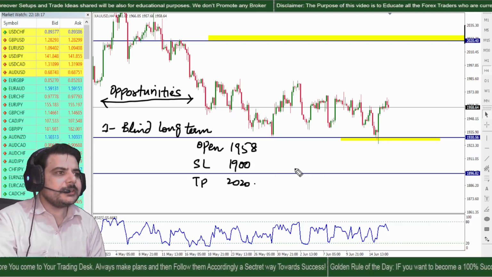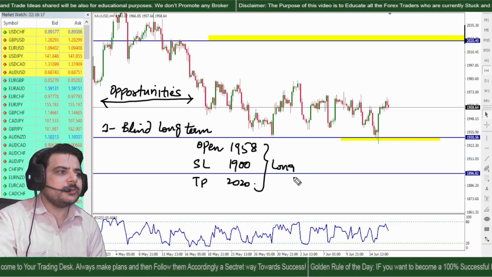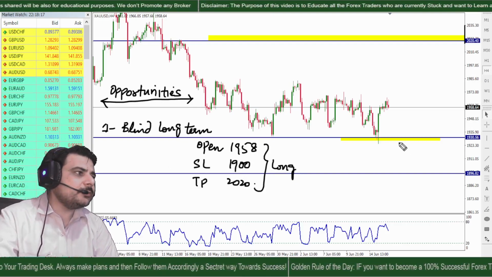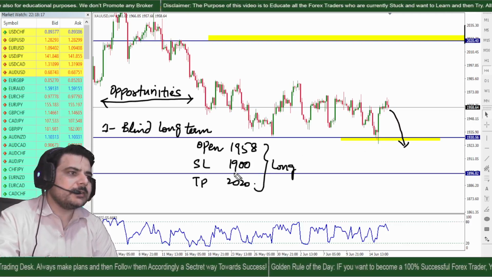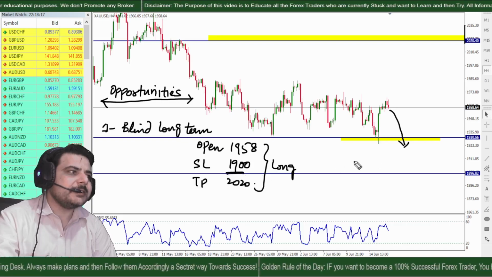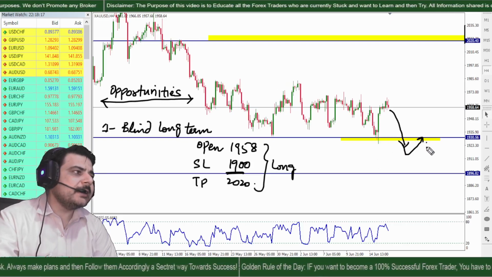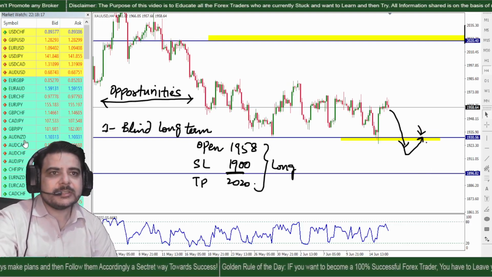The other opportunity, and this is long term, it can take 2 weeks, 3 weeks, and this opportunity will not be valid once we get a close. Let's say price comes back down, our SL is 1900, but if we get a close, and then we get a retest, then most probably we will be leaving this position. So this is one trade opportunity, the long term.